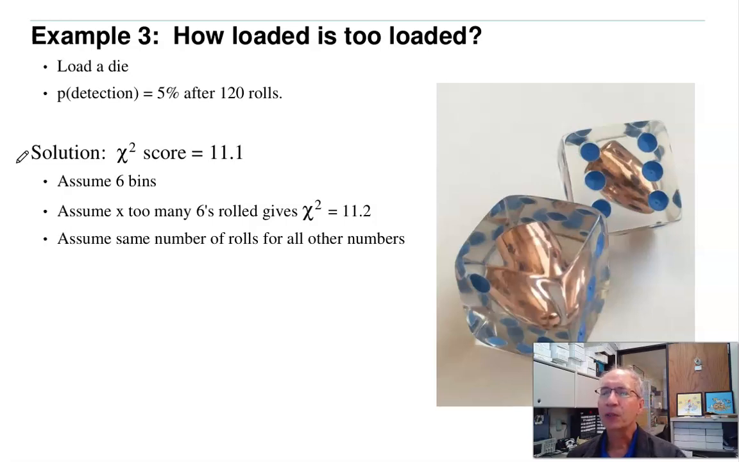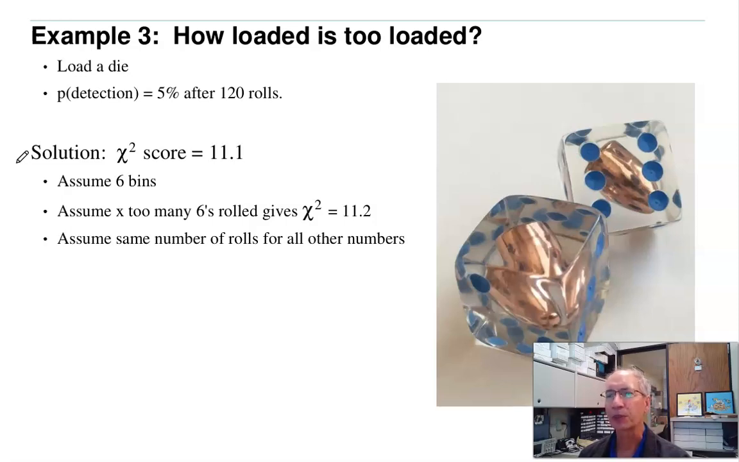So to figure out how loaded I can make the dice, I have to define some terms, such as when I say detected, what do I mean by detect? I'm going to assume that I'm going to have a 5% chance of being caught, where the chi-square score is 95%. I have to assume after how many rolls? 1 roll, 2 rolls, 10 rolls, 100 rolls.